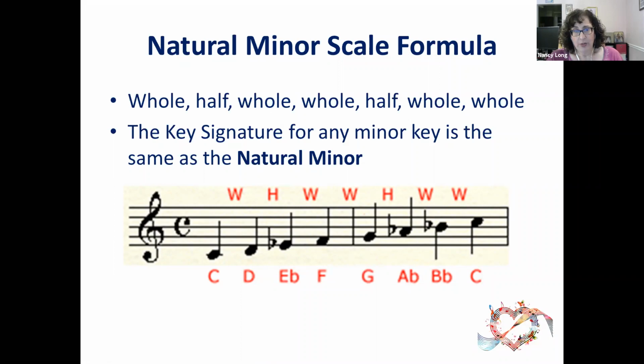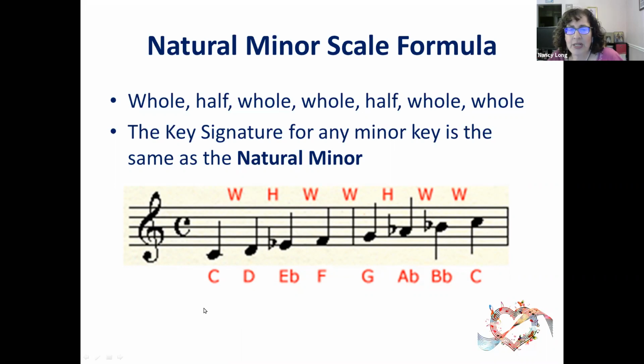So then we have minor scales. We have 3 different kinds of minor scales. And we have this as whole, half, whole, half, whole. And so here we are. From C to D is a whole. From D to E flat is a half. E flat to F is a whole. F to G is a whole step. G to A flat is a half step. A flat to B flat is a whole step. And B flat to C is a whole step.